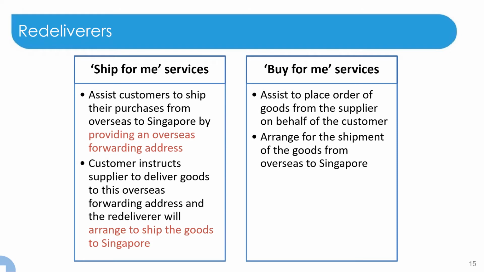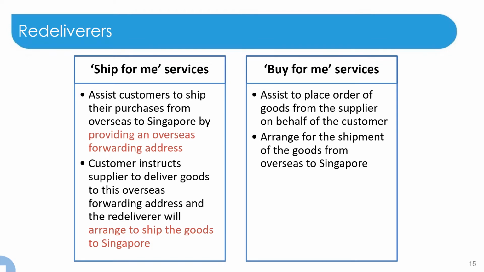Next, we will look at who are regarded as redeliverers. Redeliverers typically provide ship for me and/or buy for me services to customers who wish to procure particular goods from overseas vendors that do not ship to Singapore. Under Ship for Me services, redeliverers assist customers to ship their purchases from overseas to Singapore by providing an overseas forwarding address. The customer will instruct the supplier to deliver goods to this overseas forwarding address, and the redeliverer will arrange to ship the goods to Singapore.